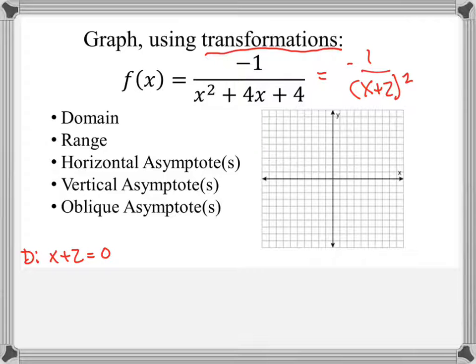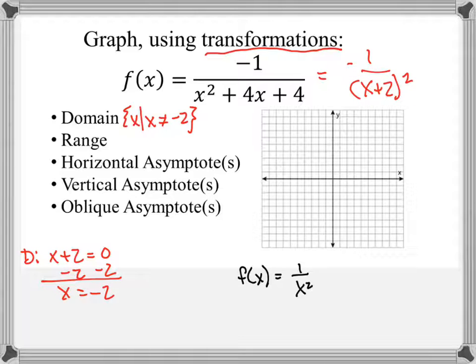If we set the denominator factors equal to 0, so x plus 2 equal to 0, and solve for x, we get x equals negative 2, and that is the only value excluded from the domain. So our domain is the set of all x's such that x does not equal negative 2. Before we identify the other properties, let's graph this.